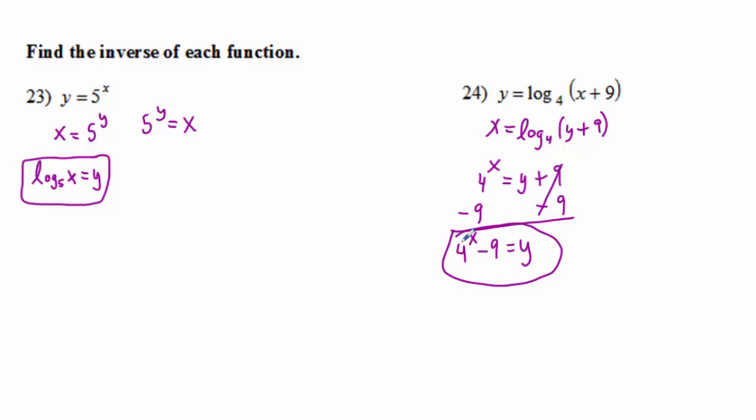I can't actually do anything with 4 to the x minus 9, since those aren't the same number. Even if they were the same number, I wouldn't want to do anything with them.